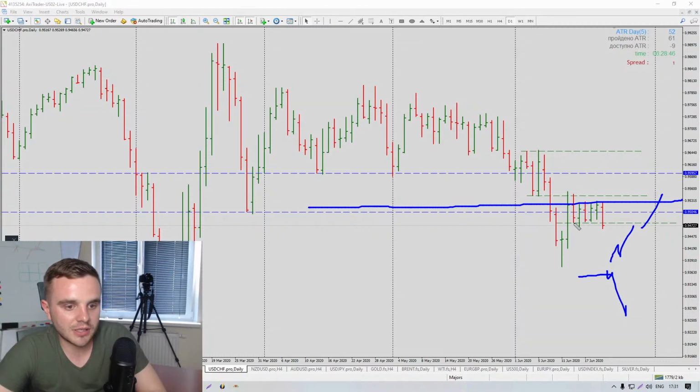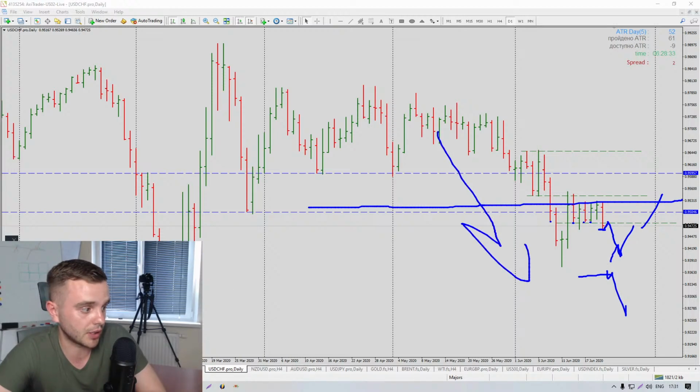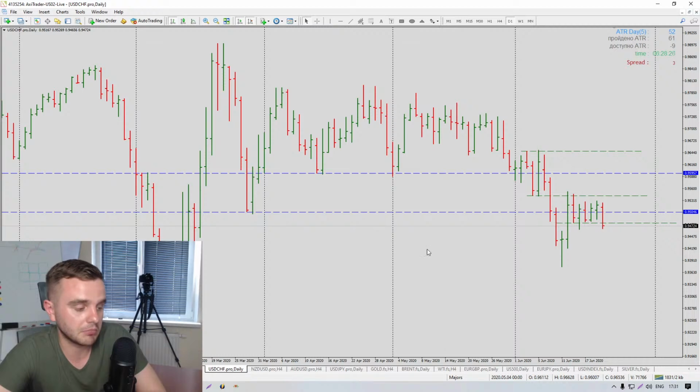Swiss franc, some of you asked me about Swiss franc. As you can see, we have this key level from which price bounced so many times. Price already broke it down, and if daily close below, there would be a good sell, especially tomorrow. And still the price is in a downward trend. That's why a good sell can happen.